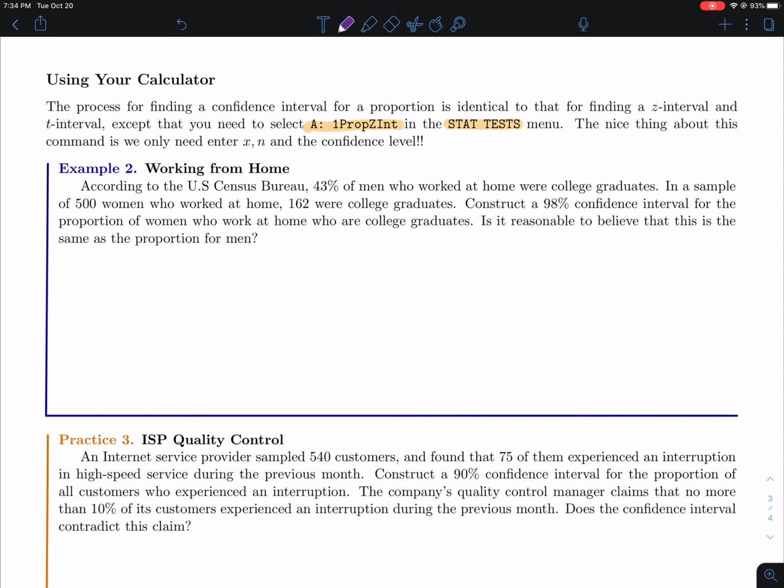So let's take a look at example 2, and then we'll plug it into the calculator just to see what we get. So according to the U.S. Census Bureau, 43% of men who worked at home were college whoops, I meant to highlight that.